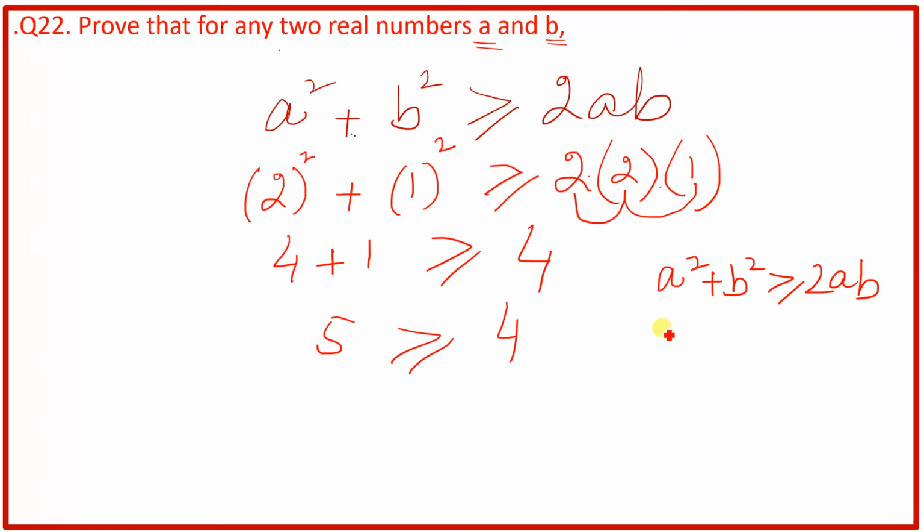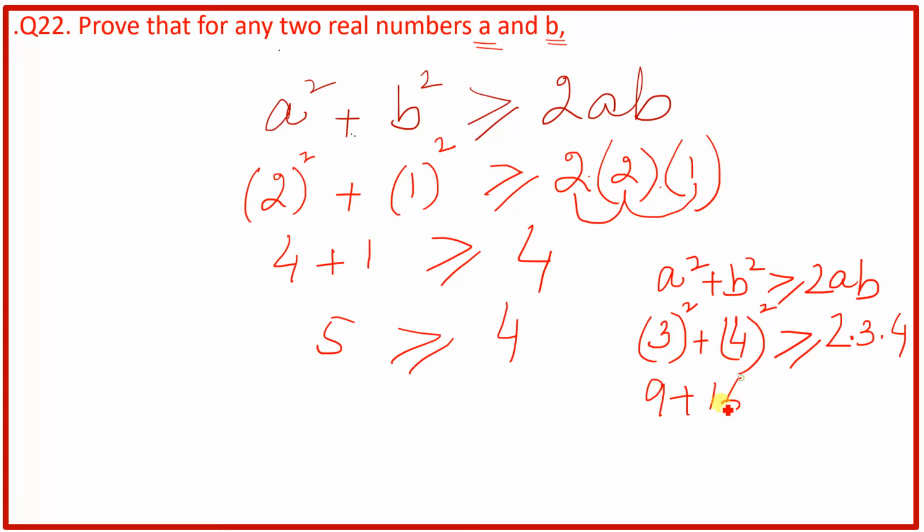So see here, if I am using 3 for a, make the square of 3, for b make it 4, is greater than or equal to 2 multiplied by 3 multiplied by 4, because a is 3 and b is 4. It will be 9 plus 16, is greater than or equal to 2 times 3 is 6, and 6 times 4 is 24. It will be 25, which is greater than or equal to 24. So it is proved.